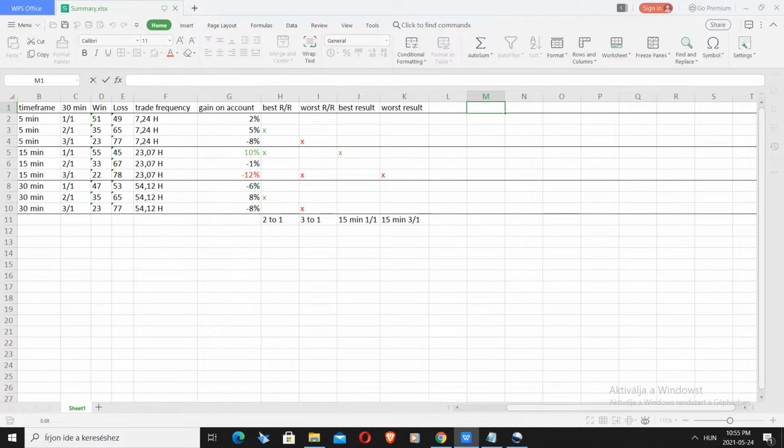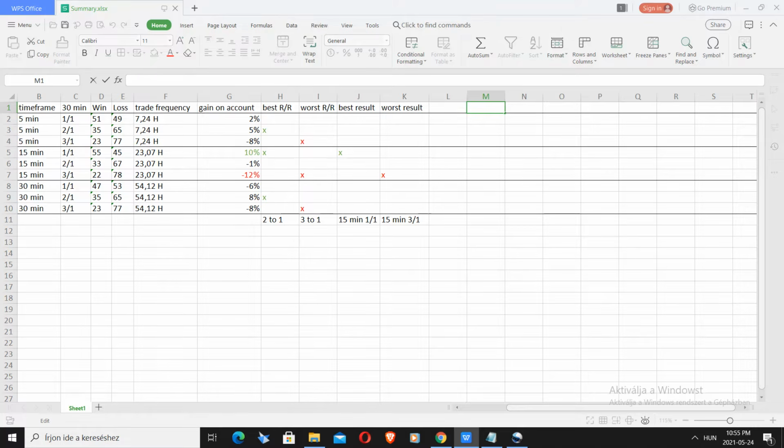So on the 5-minute time frame, you get the best results with the 2-to-1 risk to reward ratio and the worst results with the 3-to-1 risk to reward ratio. As you can see, on the 15-minute time frame, we get the worst results and the best results also. We get the worst results with the 3-to-1 risk to reward ratio and the best with the 1-to-1. On the 30-minute time frame, which was our original test, we get the best results with the 2-to-1 risk to reward ratio, which we tested first.